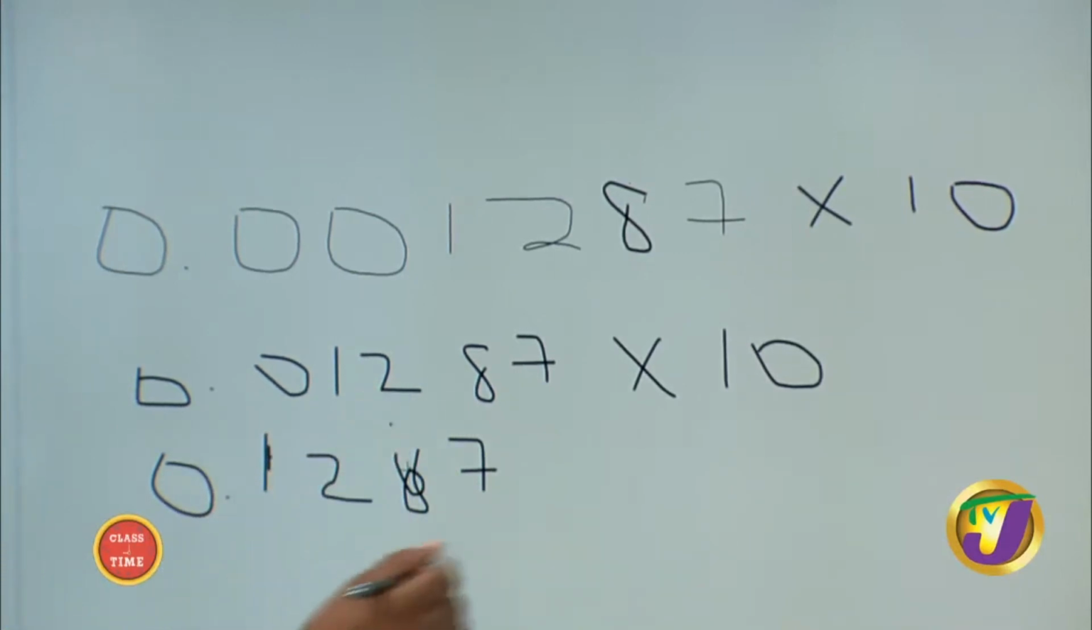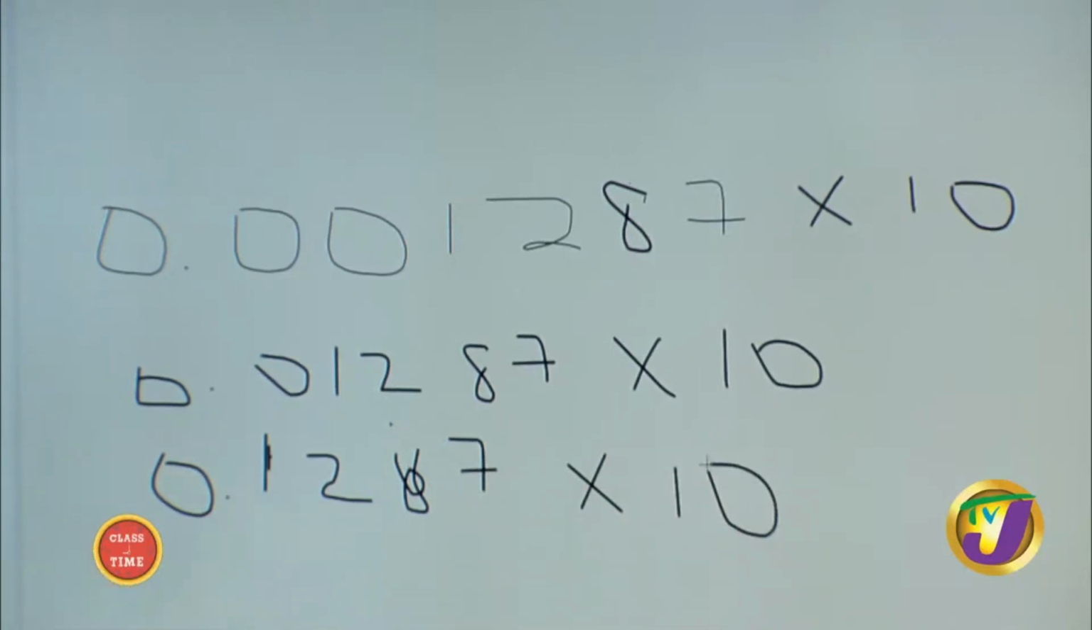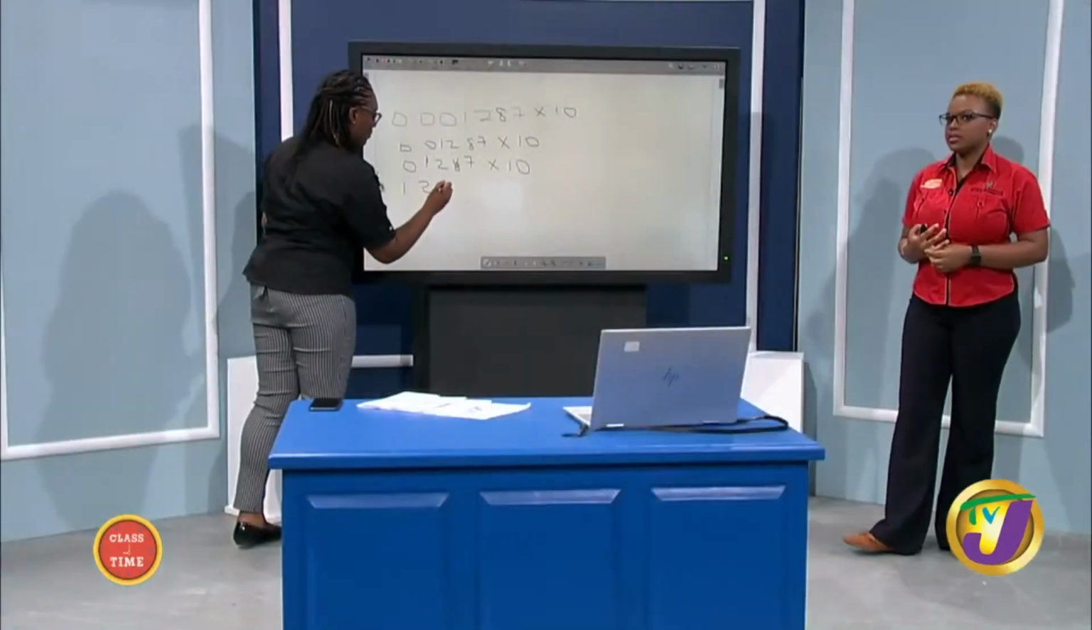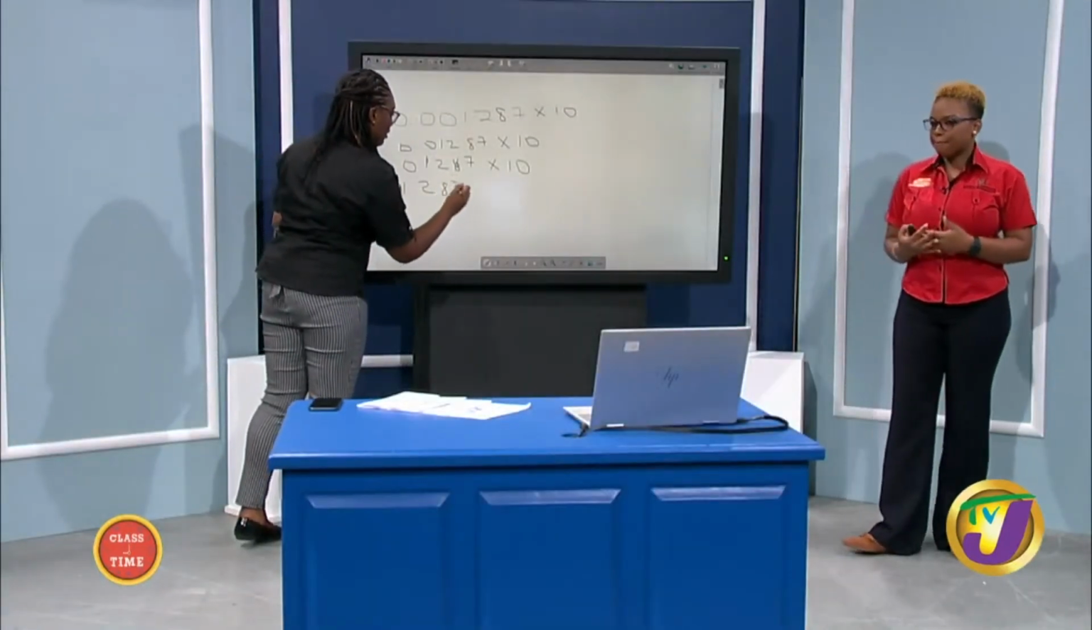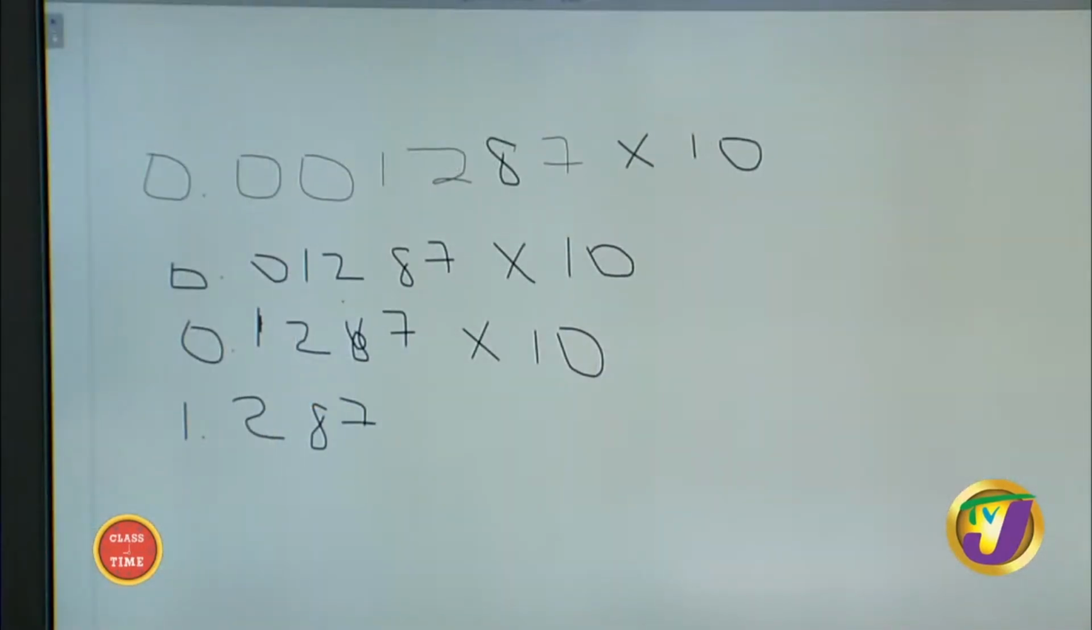All right, I'm still not at 1, so what am I going to do again, Latoya? Multiply by 10 again. All right. And now we have 1.287. Now, is it 1? Is it more than 1? Is it less than 1? A little bit more than 1. So I think we can use this.